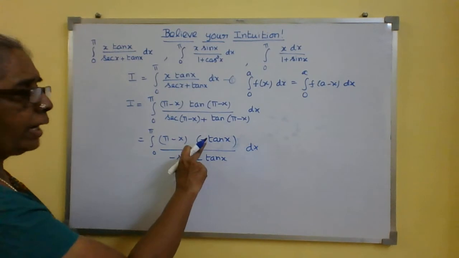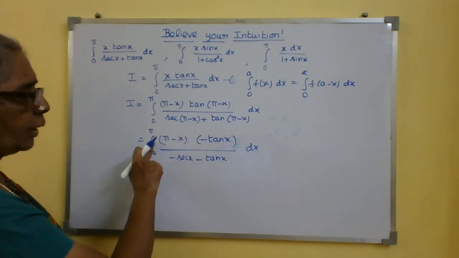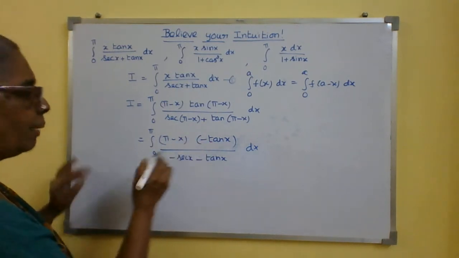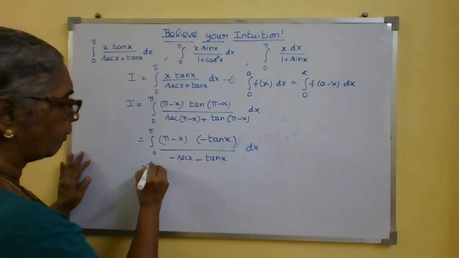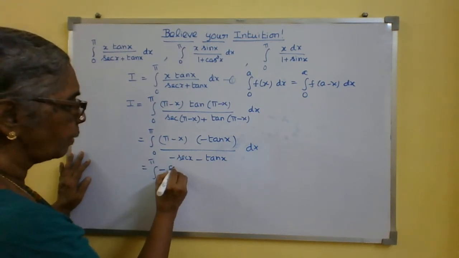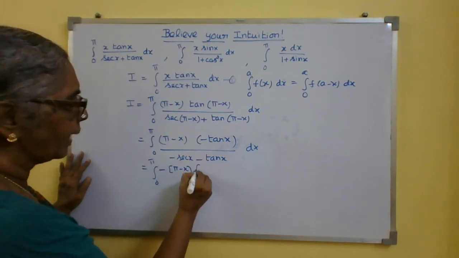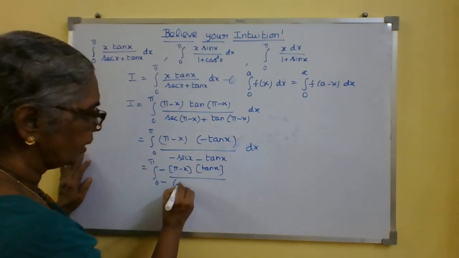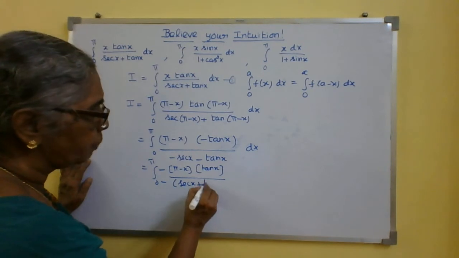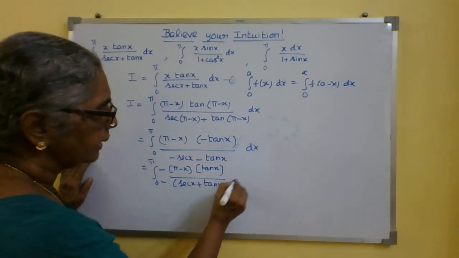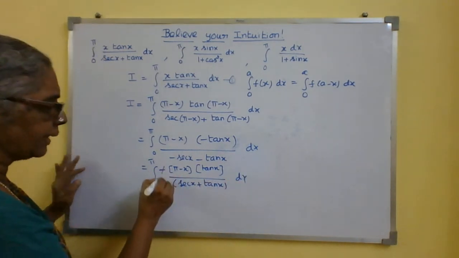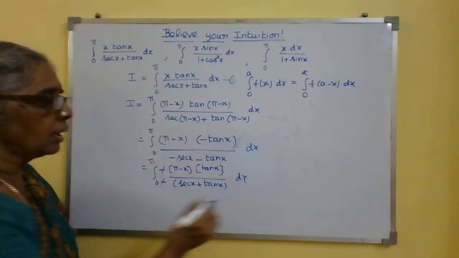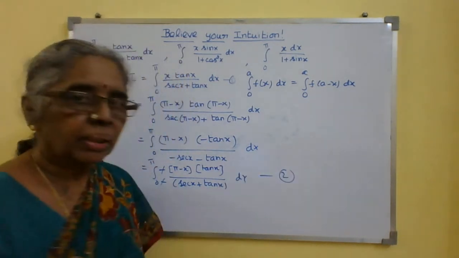Now one minus is common in the numerator and one minus is common in the denominator, so I can write this minus here. I am having a pi minus x and a tan x here. Then one minus is here and I will be getting secant x plus tan x here and then dx. So this minus and this minus will go. Now this I will call as my 2.